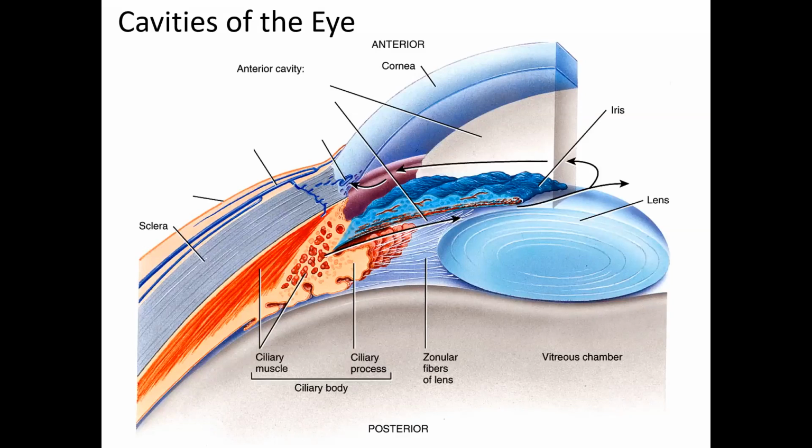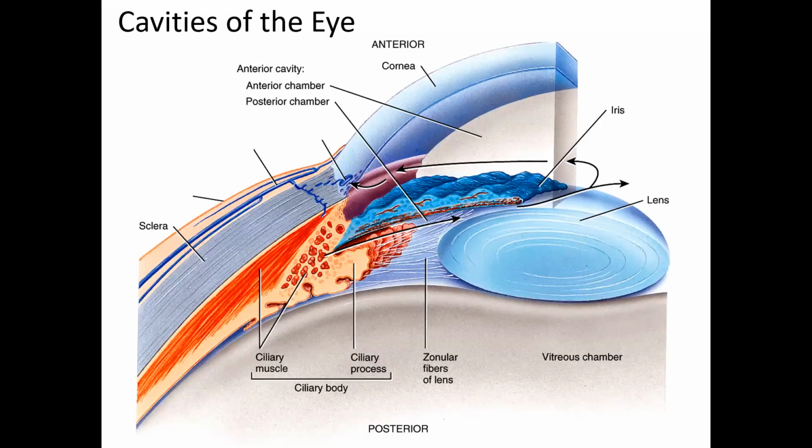This area here is going to tense the lens to allow for changes in curvature of the lens to allow for focusing of light onto the fovea centralis. In the anterior cavity, we have what's referred to as the anterior and posterior chamber. The anterior and posterior chamber are filled with aqueous humor, whereas the posterior vitreous chamber is filled with vitreous humor.